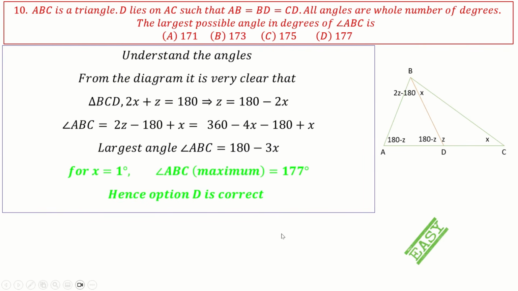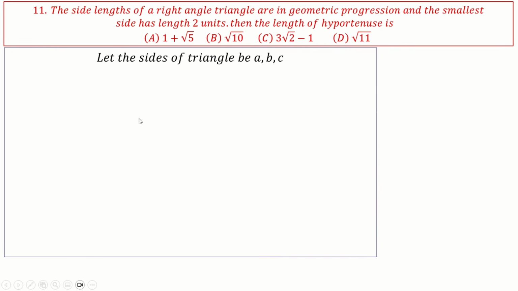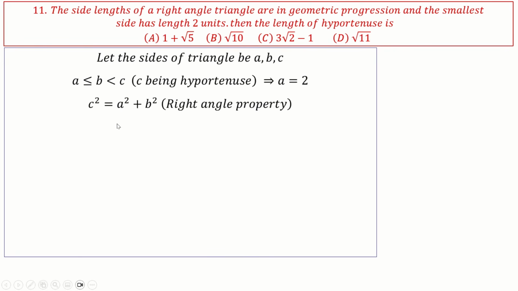That's it. Next. The side lengths of a right angle triangle are in geometric progression, and the smallest side has length 2. Then the length of hypotenuse is. So let the sides of the triangle be A, B, C, A being smallest. A is less than or equal to B, less than C, because C will be hypotenuse anyway, so it cannot be same as these two, but A and B can be same. And the smallest is 2 units, so A is 2.